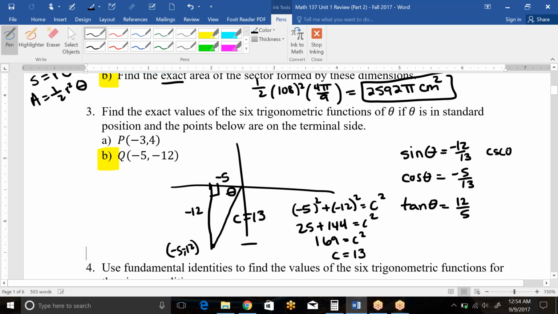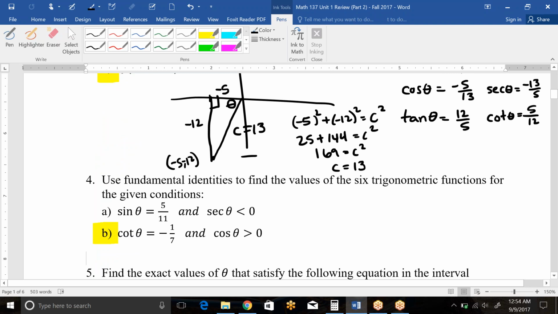And then remember, our reciprocals are just flipped. So -13 over 12 for cosecant. Secant is -13 over 5. And cotangent theta is 5 over 12. So there's all of those.